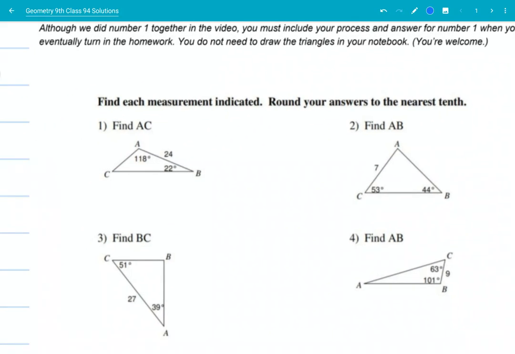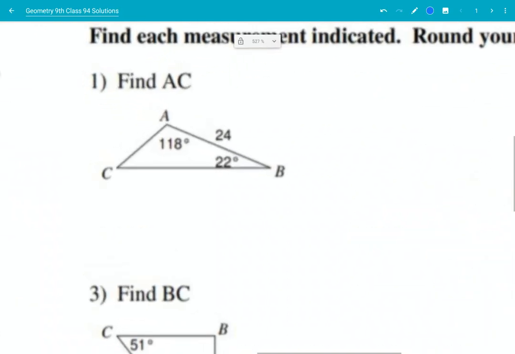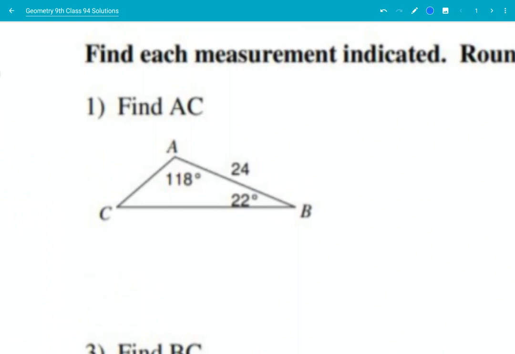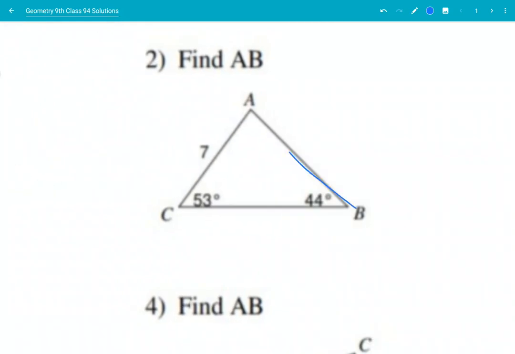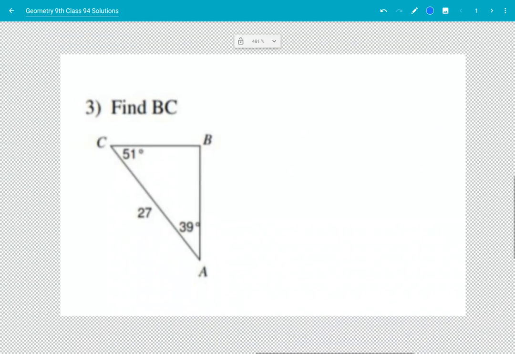All right. So before we find all of these, what I'm going to do is label each thing that we need to find. So they say find AC, so this side right here. I'm going to call it little b, because typically if an angle, the letter for the angle will correspond to the opposite side, but the opposite side will be a lowercase version, so I like to label them like that. So we're going to say little b, and then AB they're asking for, so we're going to call that little c, like that. Now let's go to number 3.